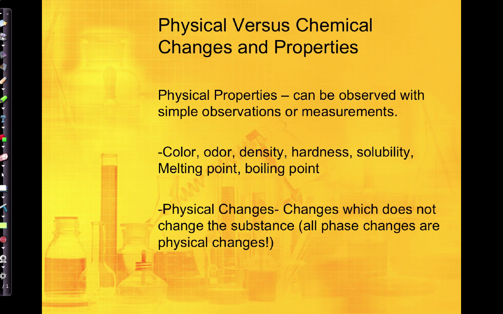Now, a physical change would be something that does not change the substance. So anything that happens to that substance and it doesn't change what the substance is, that is a physical change. So I could cut your hair, I could cut a piece of paper, crumple it up, I could grind something. All those things change the form, but they don't change what it is. Phase changes are always physical changes. So if I melt something, boil something, condense it back into a liquid, or freeze it, all of those are physical changes because I'm not changing what the substance is, I'm just changing its form.